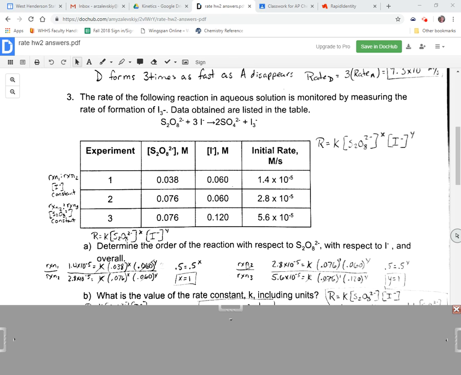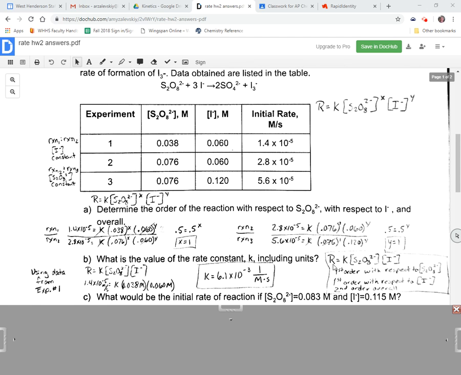So then I compare reaction 2 to reaction 3 to see if I can figure out what Y is. So again, the information comes from this data table, and I put it in the form of the rate law expression. And for that one, I find that Y is also 1. So the answer to this one is that it is first order with respect to S2O8 negative. It is first order with respect to I negative, and it is second order overall.